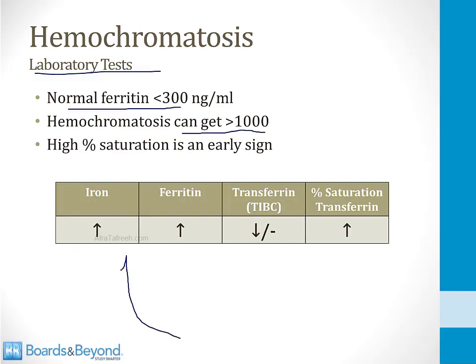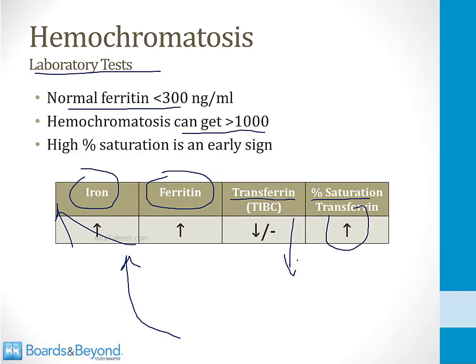Shown on the screen here is a table of the characteristic iron studies seen in patients with hemochromatosis. Obviously, the iron level will be high. Ferritin will be high because there's lots of storage iron present inside the body. Transferrin is the transport protein for iron. This will be low. The body doesn't want any more iron, so it's lowering its production of transferrin. And then the percent saturation, which is the iron divided by the transferrin, will be high because the iron has gone up and the transferrin has gone down.